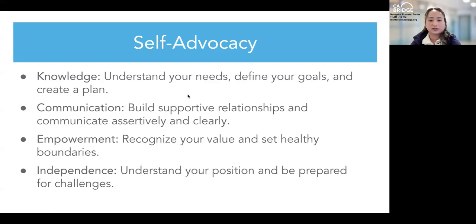Definitely you want to speak with facts rather than judgment. And then just showing empowerment, that is recognizing your own value, setting clear boundaries, and maintaining a work-life balance. Learn to say no when necessary. If it's something that you cannot do, it is okay to say no.